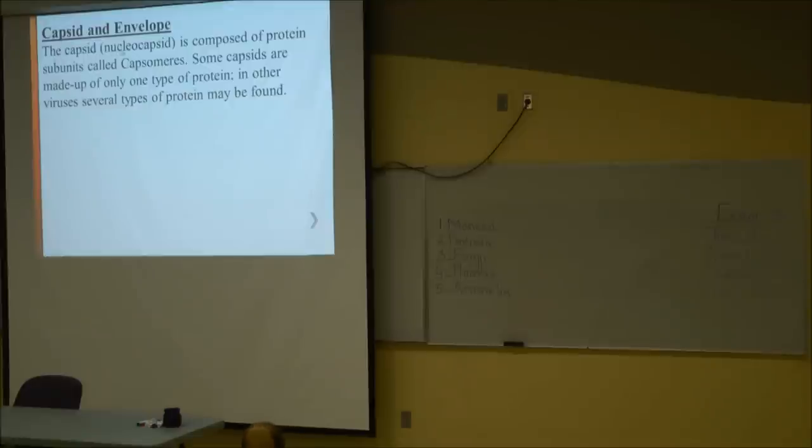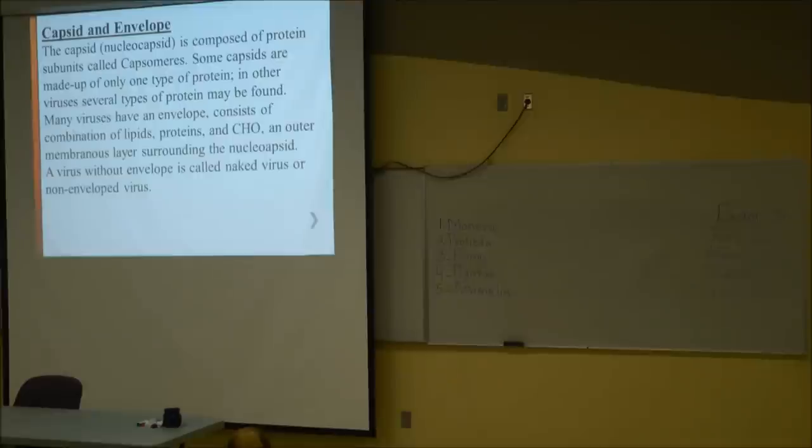The capsid, which is also called the nucleocapsid because it surrounds what? Nucleic acid. It is composed of protein subunits called capsomeres. Some capsids are made up of only one type of protein, others may be made up of many types of proteins. Many viruses have an additional layer called an envelope, made up of additional organic compounds like proteins, lipids, and carbohydrates, which is external to the nucleocapsid. If the virus does not have an envelope, it is called a naked virus or non-enveloped virus.